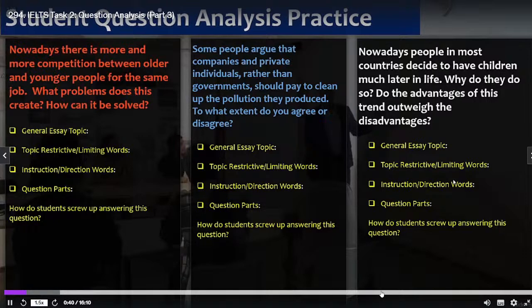Question 3. Nowadays, people in most countries decide to have children much later in life. Why do they do so? Do the advantages of this trend outweigh the disadvantages? Okay, pause the lecture, take a couple of minutes, and do a full analysis for each question.